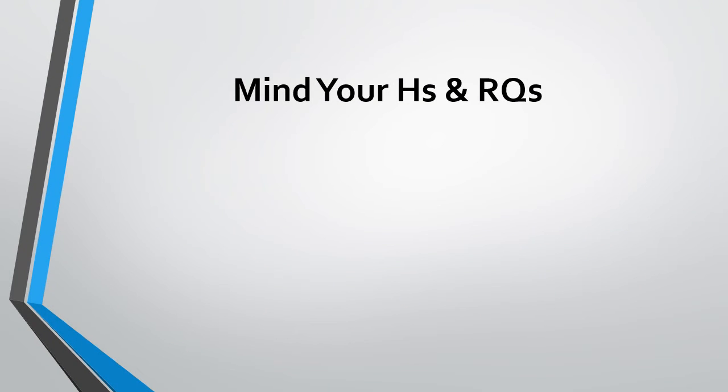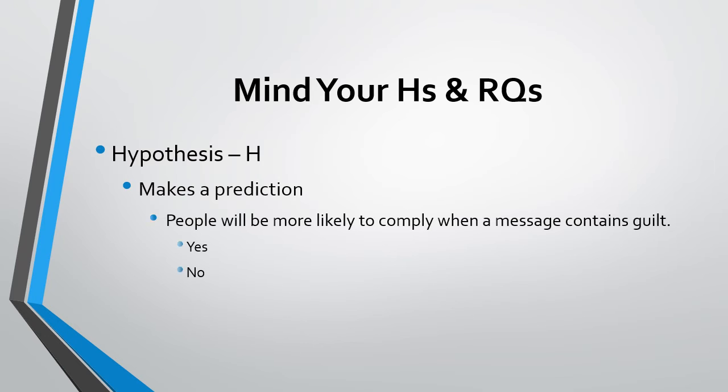When you're going to do research, and as you're looking at research articles, you're going to see the use of H's and RQ's. H stands for hypothesis. And a hypothesis is something that makes a prediction. So researchers have looked at past research, other articles, and based on that, they're making a certain prediction.